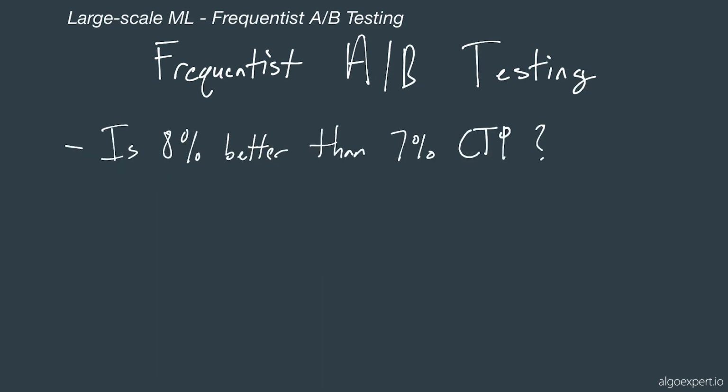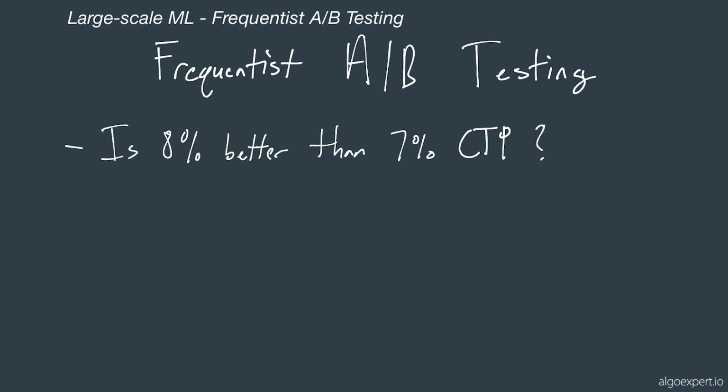For instance, if the treatment group measured 8% click-through probability, and the control group measured its regular baseline of 7% click-through probability, then how do we know that 8 is better than 7? Intuitively, you could think 8 is better than 7 just because it's greater.